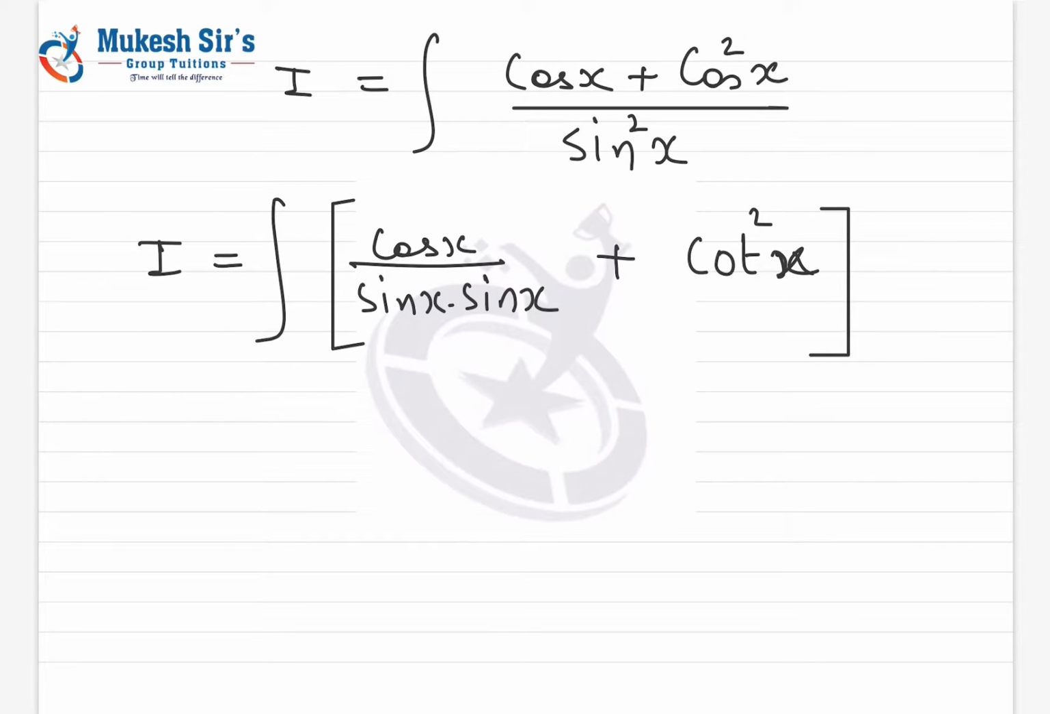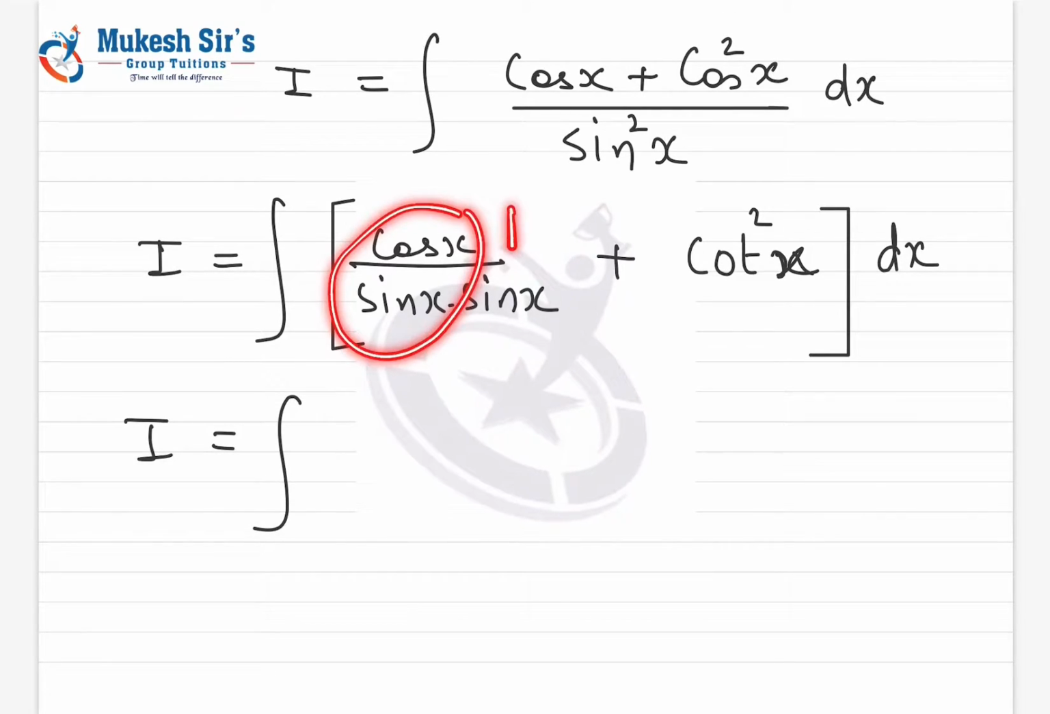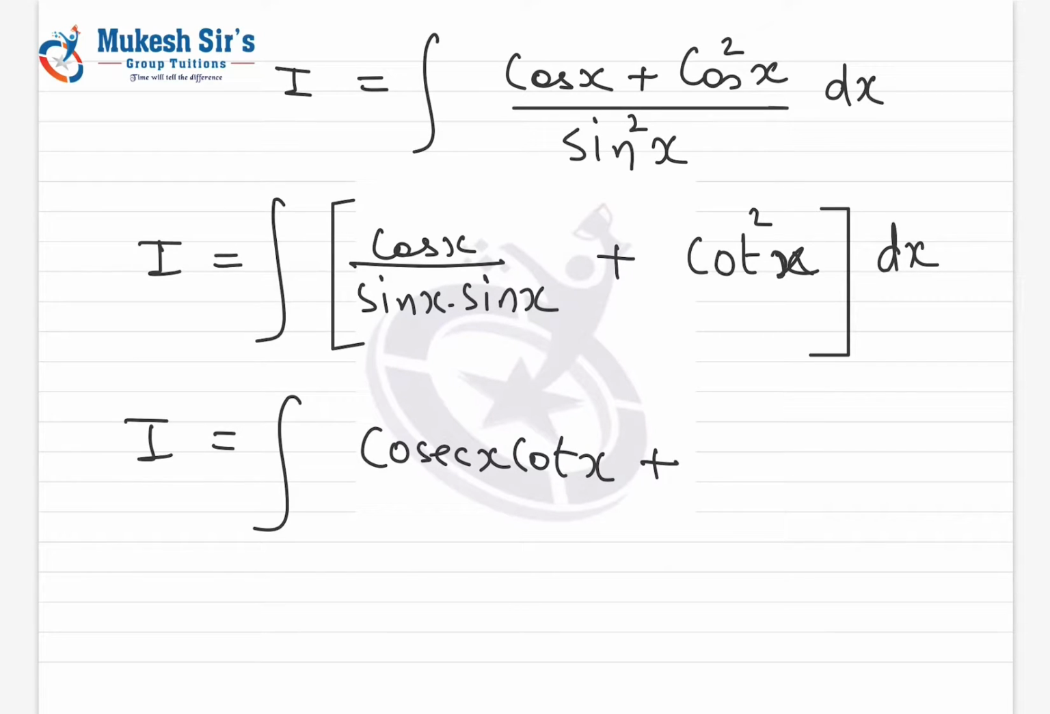Now still you can't integrate them. So you have to write it in a form so that it gets integrated. This becomes integration of. Now here cos upon sin becomes cot and 1 upon sin becomes cosec. So you can write this as integration of cosec x into cot x. Right? And cot square, I told you at the start also, if tan square comes, always write it as sec square x minus 1. And if cot square comes, write it as cosec square x minus 1 for integration. So cosec square x minus 1 the whole dx.